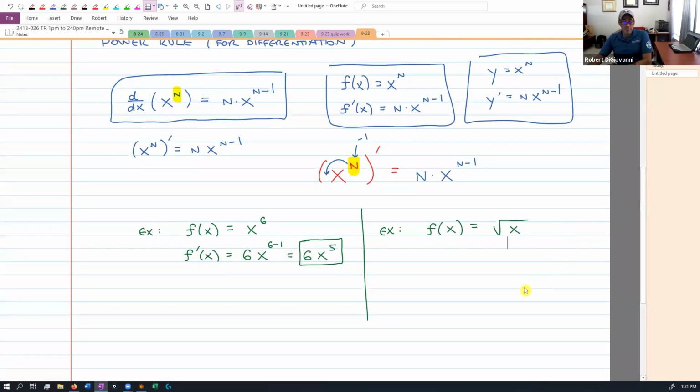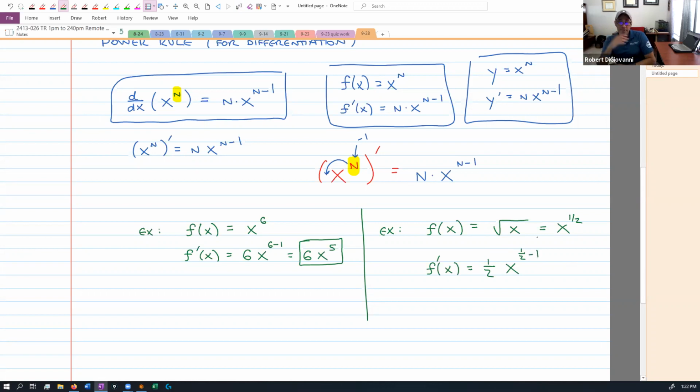All right, so look at this. Square root of x. You have to understand that this is x to a power, right? This is x to the 1/2 power. And so according to this rule, for the derivative of this, I'm going to take that 1/2 out front. I'm going to take the x, then I'm going to take that 1/2 and subtract 1.